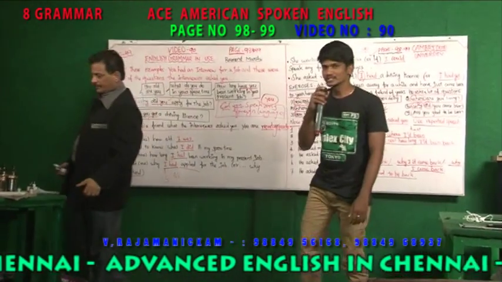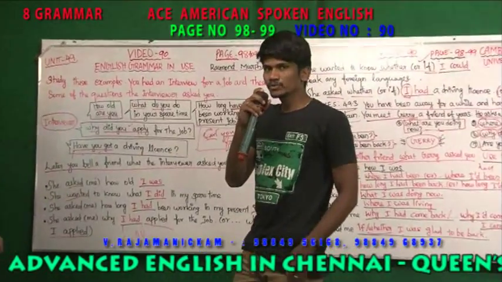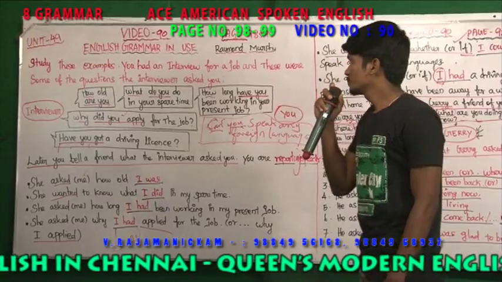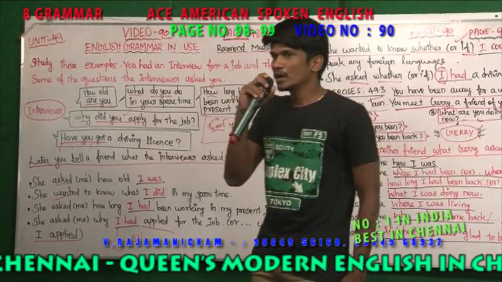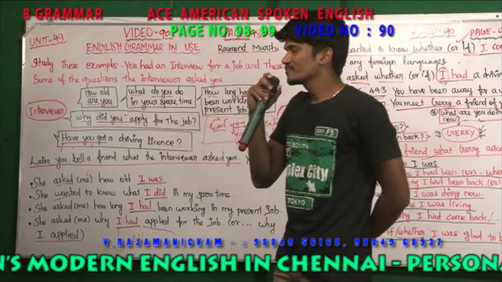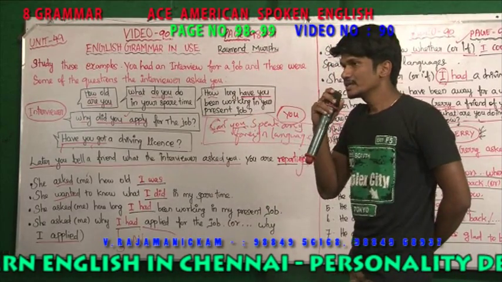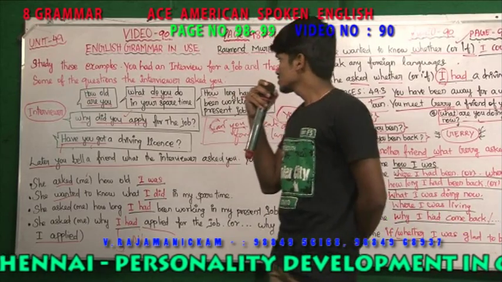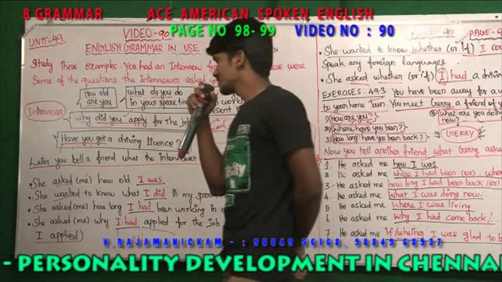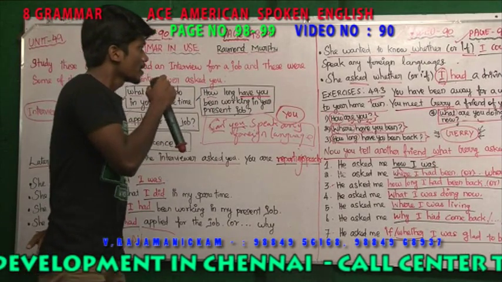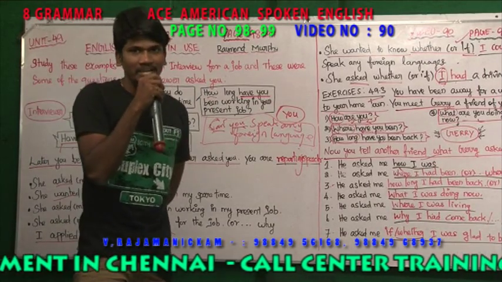Hi, good morning everyone, this is Siva. Today I speak about direct speech and indirect speech. Indirect speech is used by reporters. The interviewer asks, "How old are you?" Then I tell my friend, she asked me how old I was. Next, "Have you got your driving license?" I tell my friend, she asked if I had a driving license.